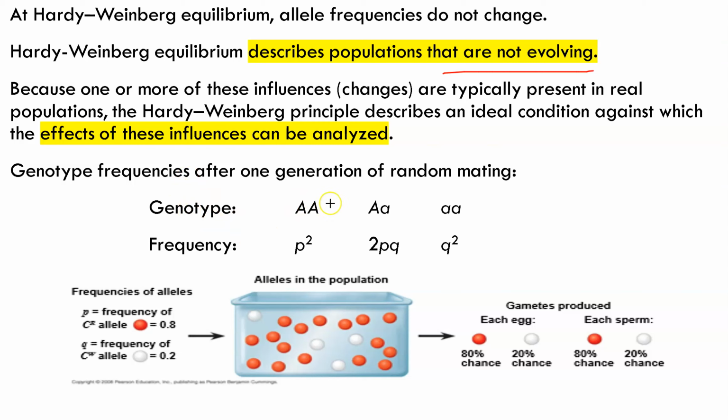You're going to start seeing some of these variables or symbols. It's capital A, capital A, capital A, little a, little a, little a. That's the genotype: homozygous dominant, heterozygous, homozygous recessive.